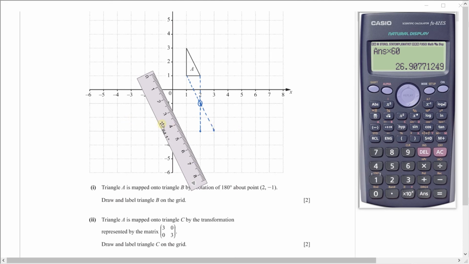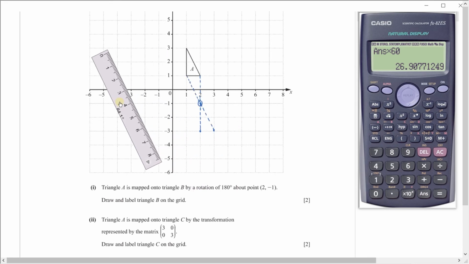And then let's do the same for this one. Let me first connect it with the center of rotation. If you look at this, it's 1, 2, 3, 4 blocks down and 1 block to the right. Since it's a 180-degree rotation, I will continue in the same direction, 4 blocks down and 1 block to the right, and I will end up here.